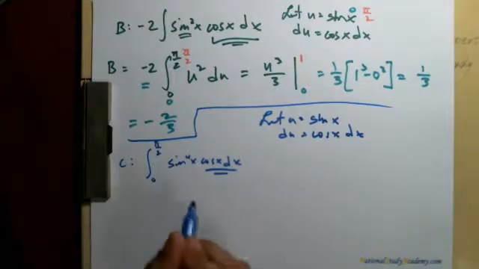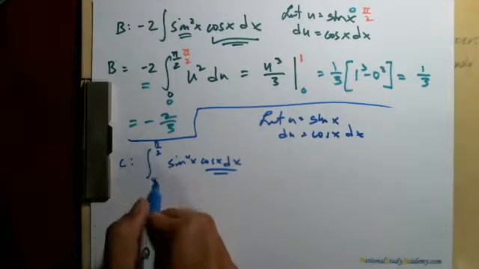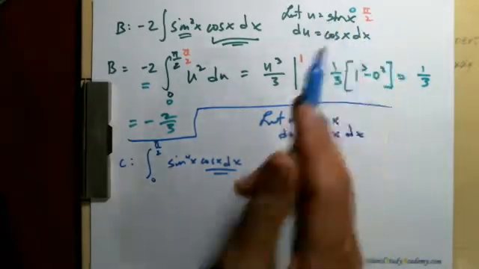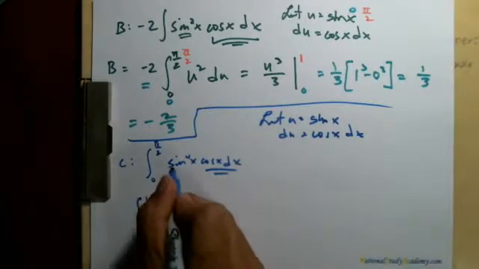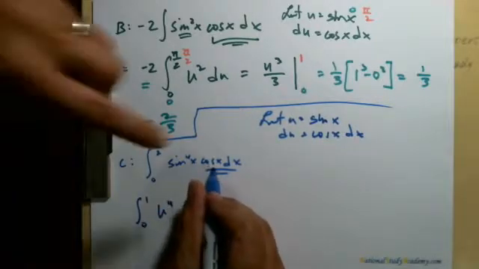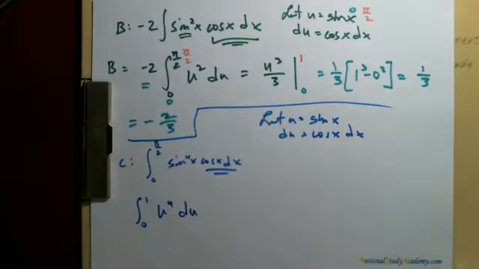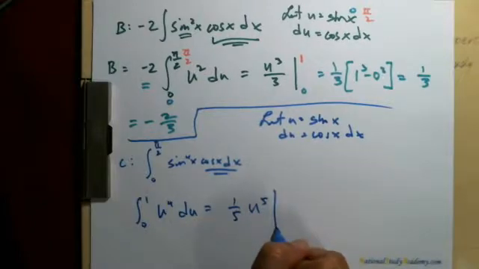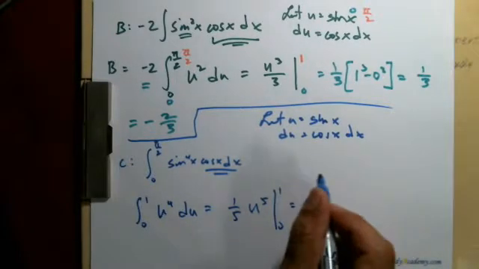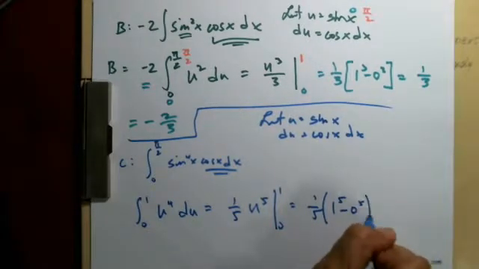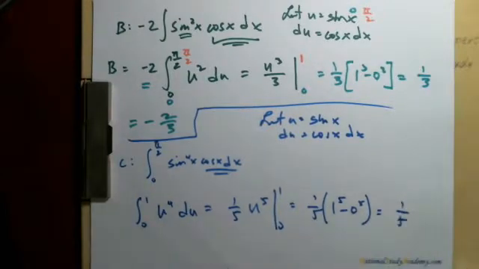And so we know that the limits of integration, because we use the same u substitution, are going to be from 0 to 1. Sine of x was u, so it's going to be u to the 4th, cosine of x dx, which is du. Make sure you get to know your u substitution pretty well. That becomes 1/5 u to the 5th, evaluated from 0 to 1. Plug in: 1 to the 5th minus 0 to the 5th is equal to 1/5.